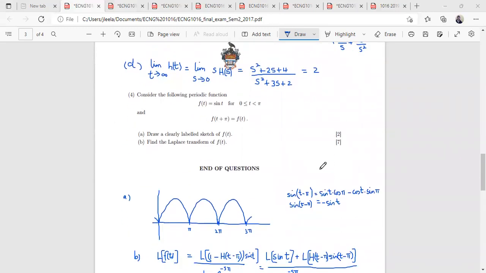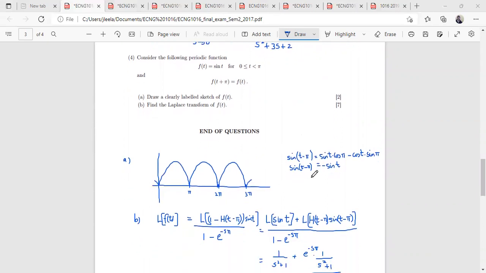Consider the periodic function. f(t) is sine t, and your period here is pi, t between 0 and pi. Draw a clearly labeled sketch of f(t). Right? So I draw my graph here. So this is my t-axis, this is my f(t) axis. So between 0 and pi, the function is defined to be sine t. So that is one period. Then you do it again from pi to 2 pi, that is another period. And then from 2 pi to 3 pi is a third period.